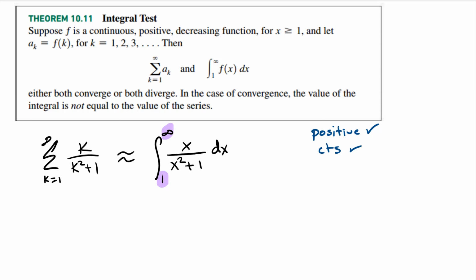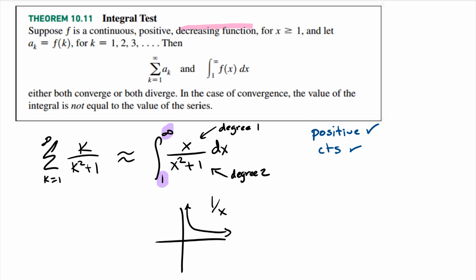And lastly, but not leastly, we're wondering, is this a decreasing function? I hope you can tell that the degree up top is 1 and the degree down below is 2. If that's the case, let me give you an example of one of those. It's called 1 over x. The limit is going to tend towards 0 as our x goes to infinity. It's decreasing. So we have that. We're decreasing as well. And we already know that x is going to be greater than or equal to 1 because we started it that way.